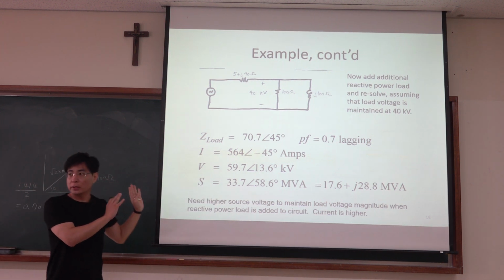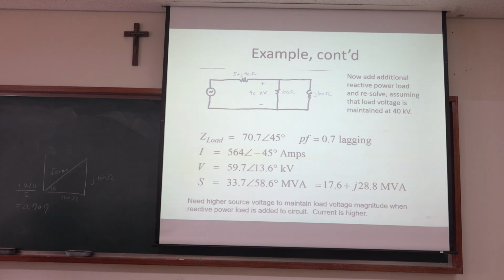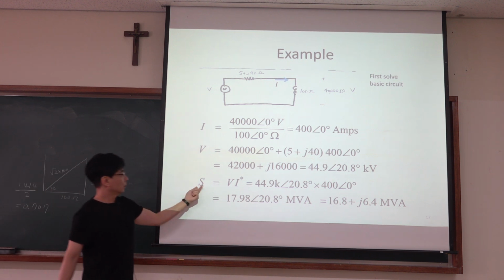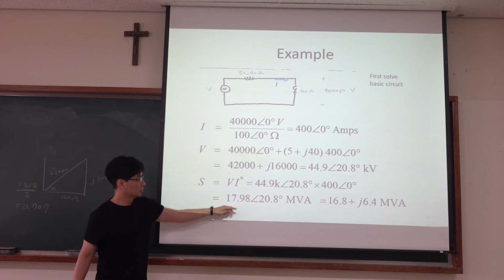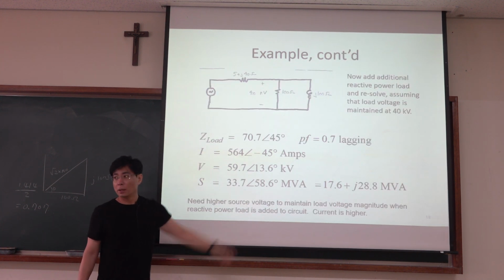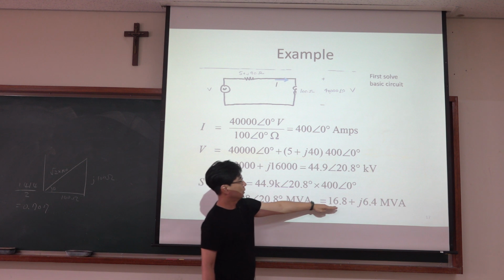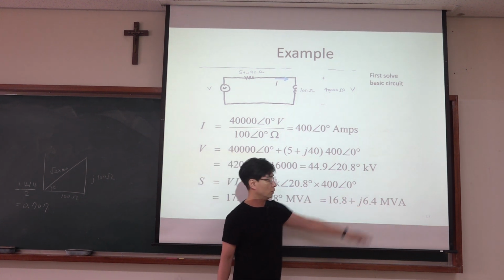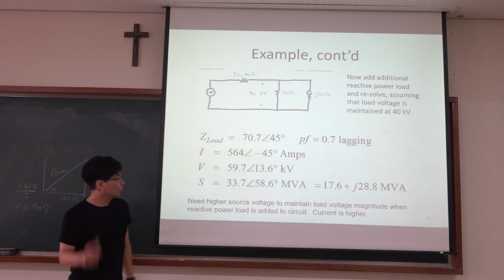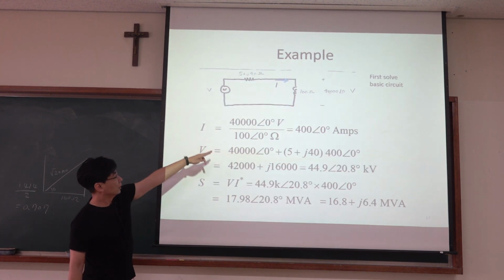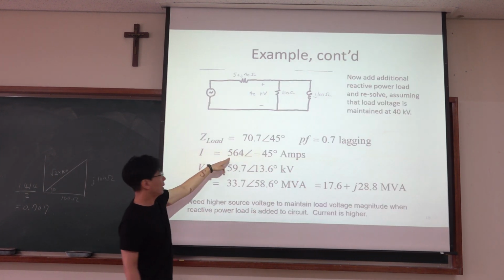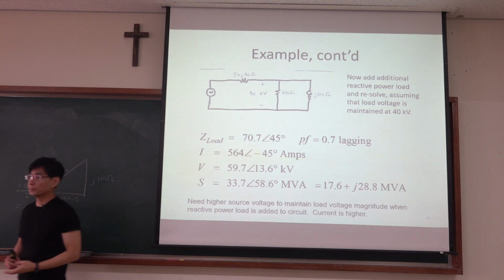The computation is easy, but I hope you compare this example and the previous example. The complex power at the voltage source, magnitude and angle; here the magnitude and the angle. Or you can check the active power and reactive power. And also one more thing, the current. The current magnitude is just 400 here, and here the current magnitude is 564.